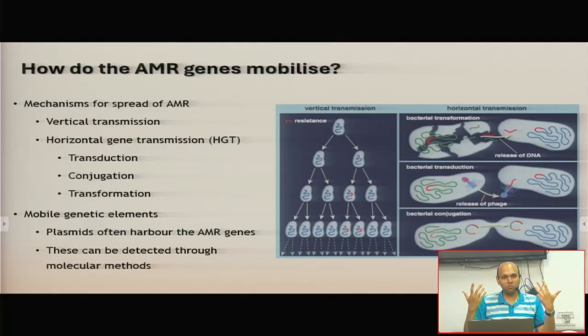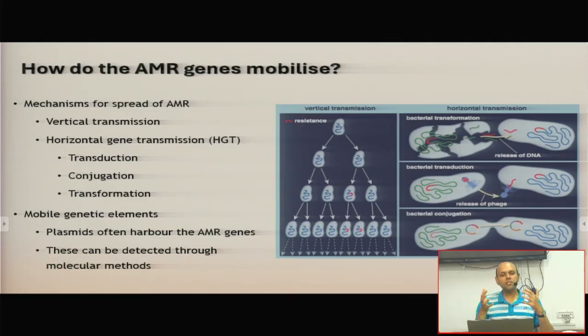99% of the people on Earth only think horizontal transmission means conjugation. But it is not only conjugation. Conjugation is part of horizontal transmission, but other ways are also there: transduction, transformation. Horizontal, you can see nicely in the picture. When vertical is there, it is showing vertical. When it is showing horizontal, you can see it is transmitted horizontally.